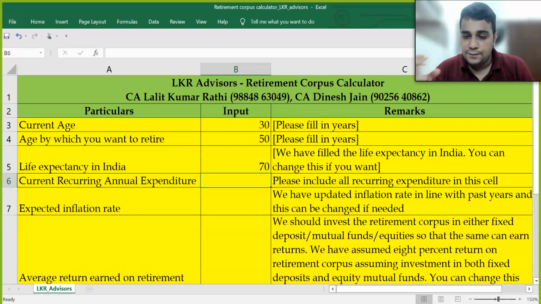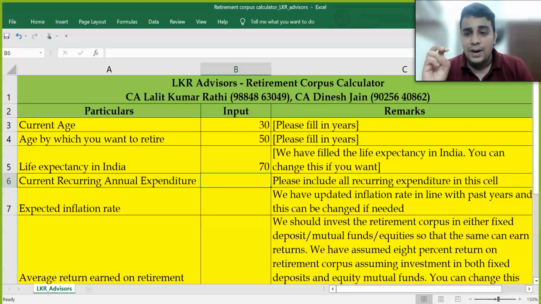So for 20 years of post retirement life, you basically need money which is sufficient for those 20 years. There are possibilities that even post retirement you may get some income, but that will not be a regular income. So I have considered that the life expectancy is going to be 70 years.